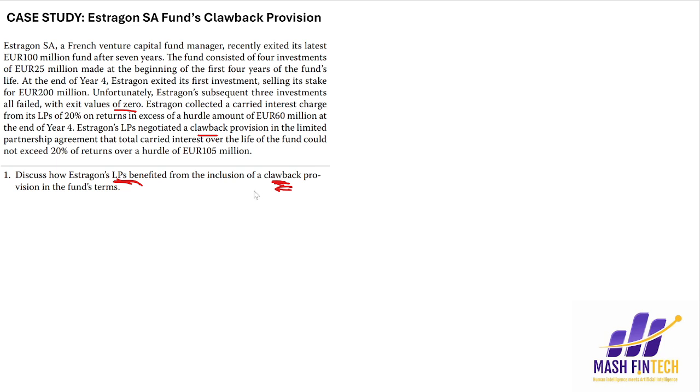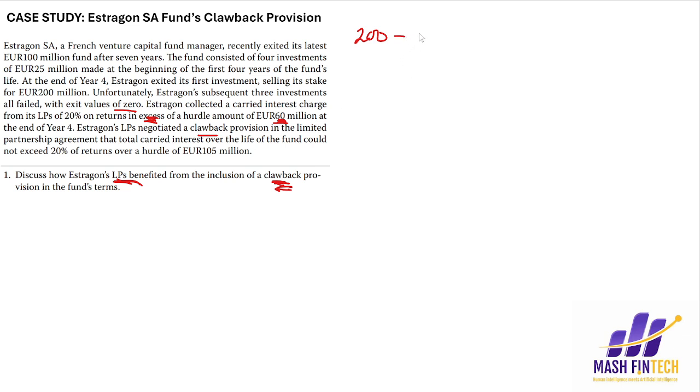Now we have 100 million that was invested, and Estragon exited by selling its stake for 200 million, right? The returns have a hurdle amount of 60. This is the hurdle amount. And because of this hurdle amount, they want returns in excess of it, which means it's a hard hurdle rate. So they made 200 million, which exceeds the hurdle of 60.